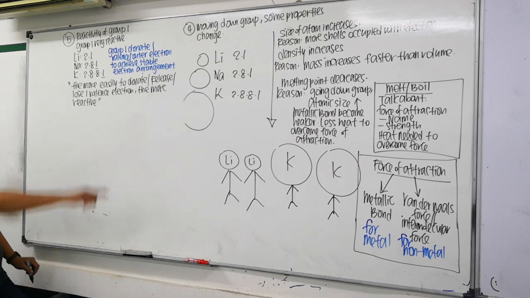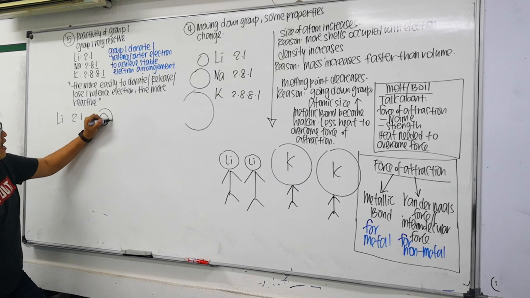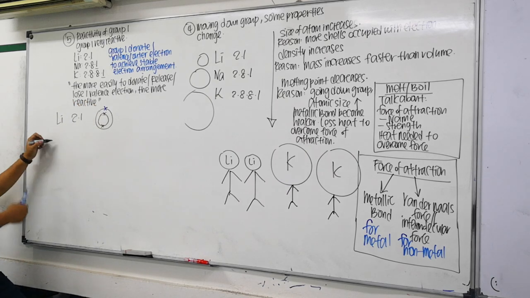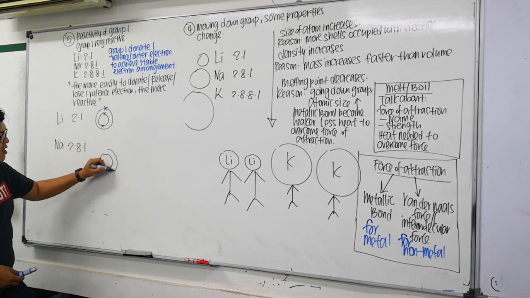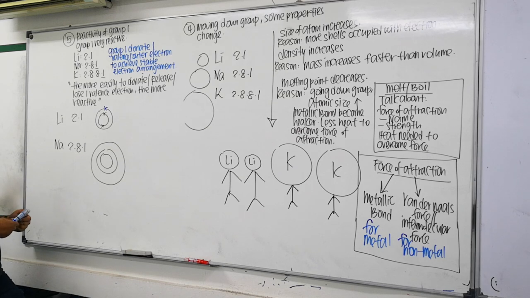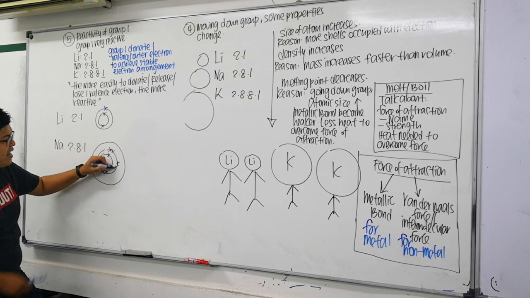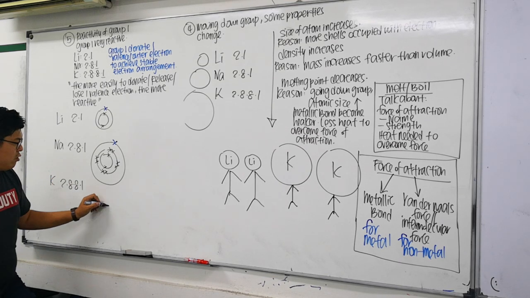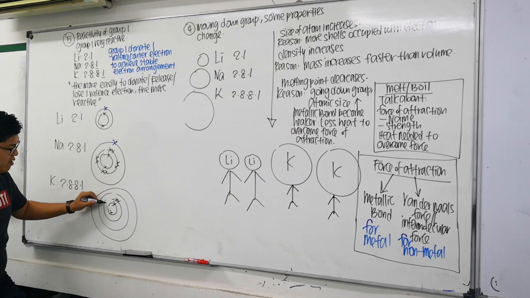So let's use this. What happens when you're going down? Lithium is 2, 1. If I draw it out, it's this 1 and 2. When you come to sodium, sodium is 2, 8, 1. You have 3 circles. Listen carefully. 1, 2, 3, 4, 5, 6, 7, 8, and 1. Lastly, you have potassium. Potassium is 2, 8, 8, 1. You have 4 circles. 2, 8, 8, and 1. So this is 2. This is 8.